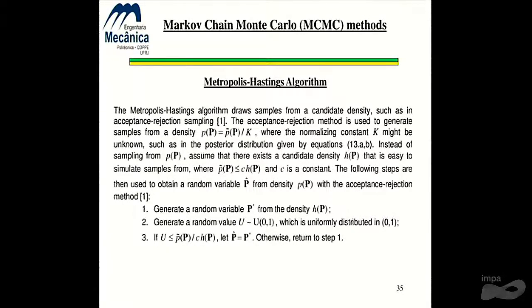So the idea here is that H is a probability function that is easy to sample from. While for P tilde, it's easy to find the value of the probability function, but it's difficult to get samples from P tilde. And on the other hand, it's somehow easy to get samples from this distribution H.